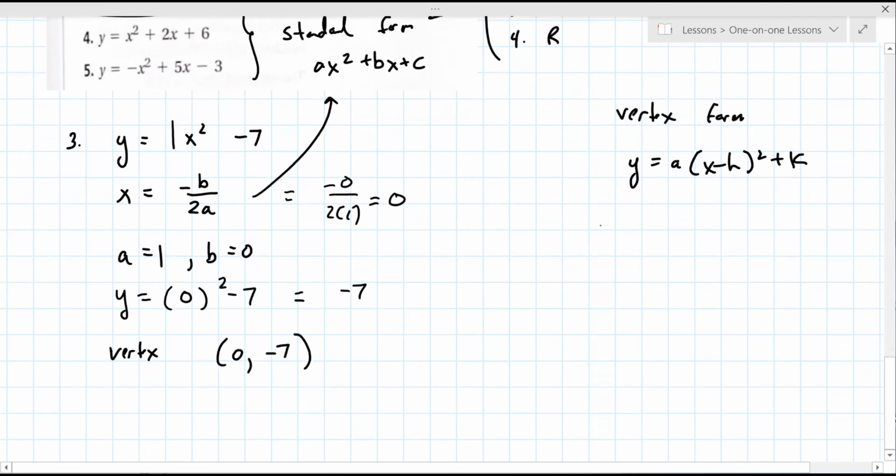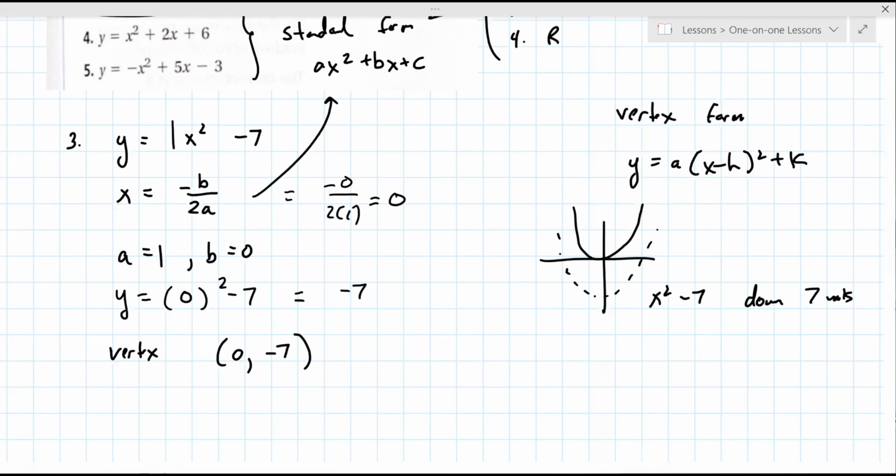Now you might have been able to look at that because the graph of x squared looks like this. X squared minus 7 is shifted down. It shifted down 7 units. But the process I just showed you works for all the questions. So you haven't lost anything by doing it this long way.